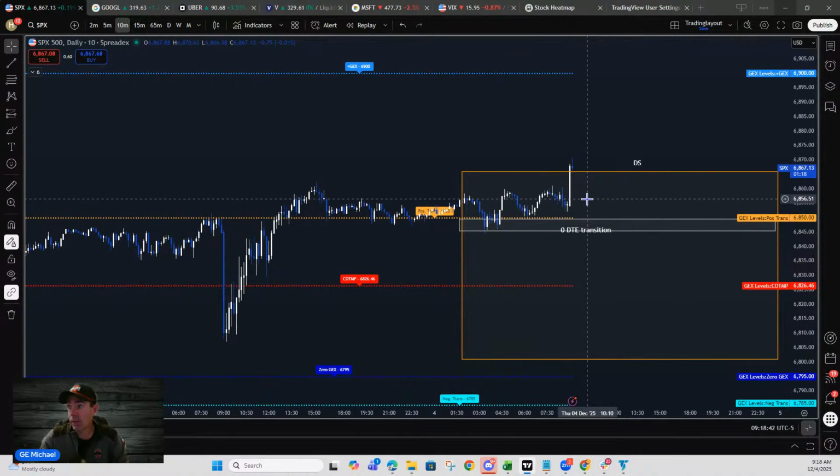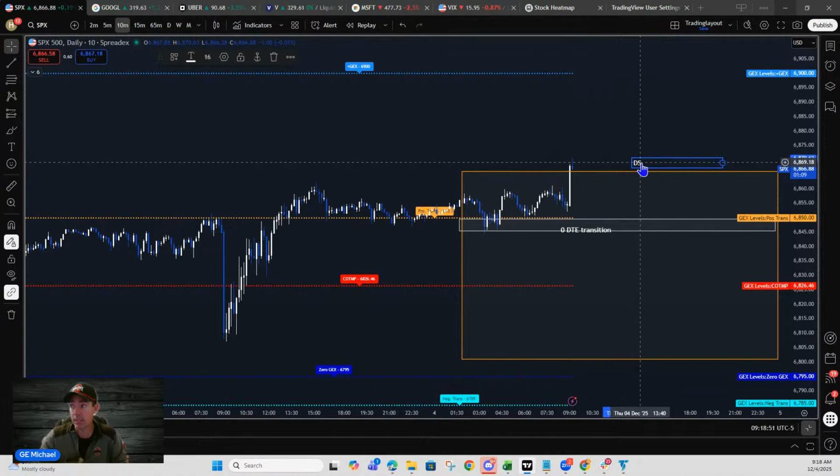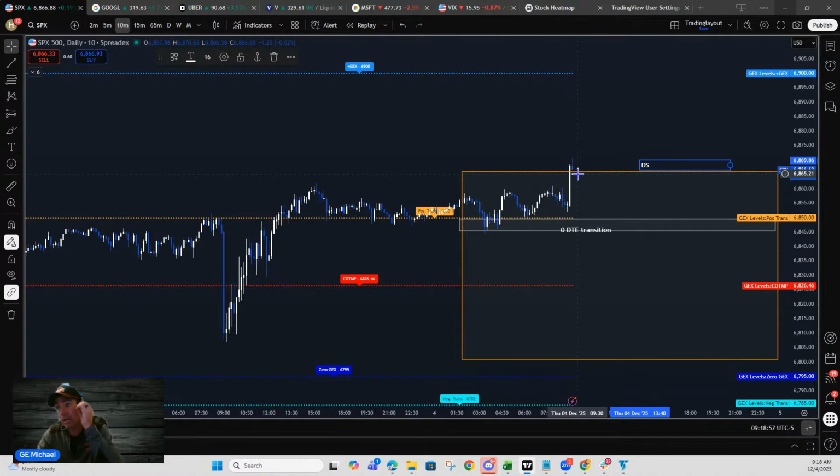So you see there, we're interacting with the top of DS already. We had that push up, and now we're seeing some stalling right at the top of DS. So that's why we outline these key sensitivity levels. If we fail DS, UPS, yeah, we can look at that. If we fail DS, we probably could see a move back down towards 68.50. So that's what I'd be watching for this morning.